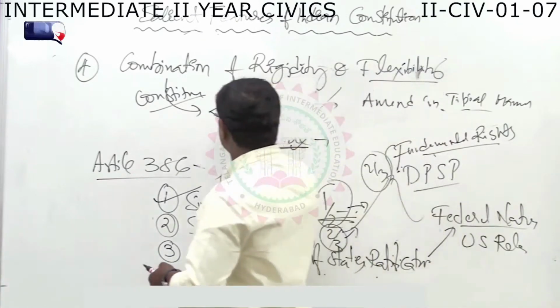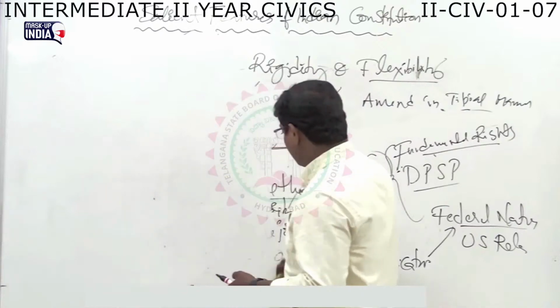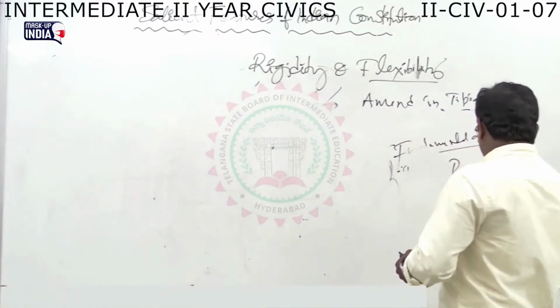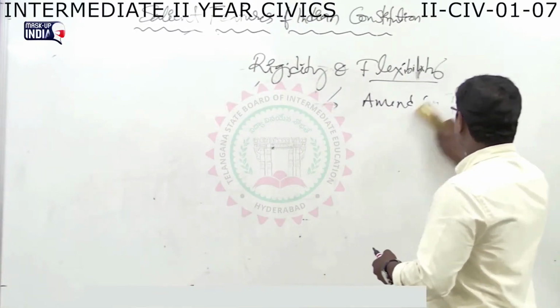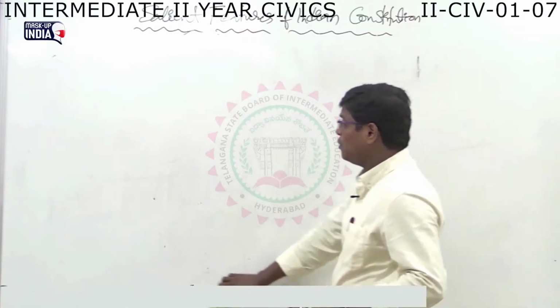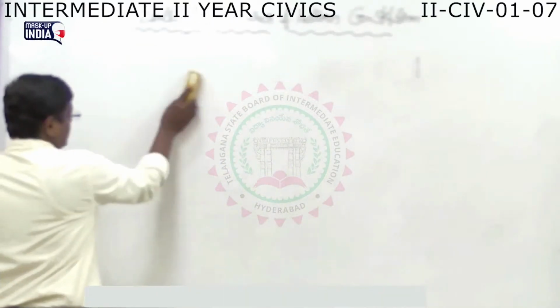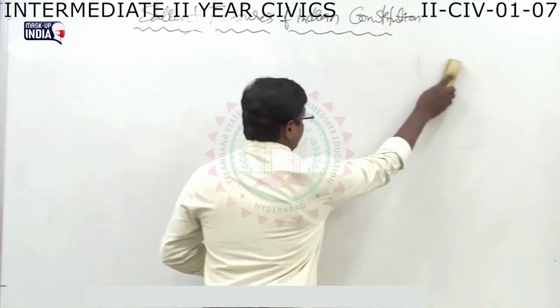Then the next one is the combination of federal and unitary. So the Indian Constitution is considered to have both federal features as well as unitary features. Let us try to understand it in a very clear manner.